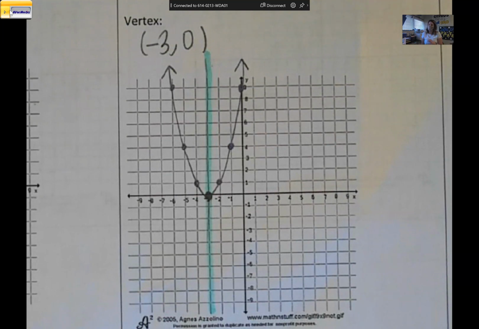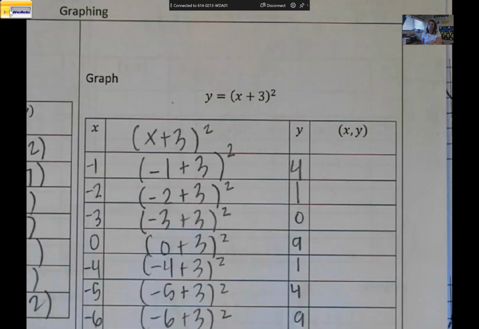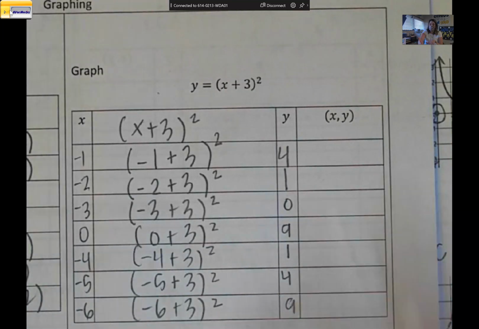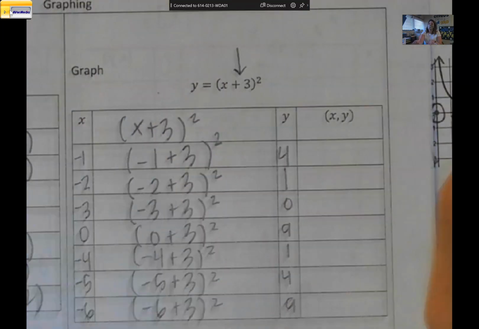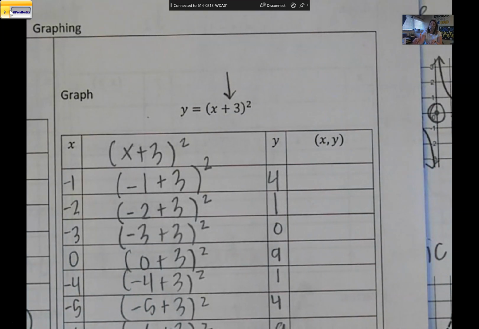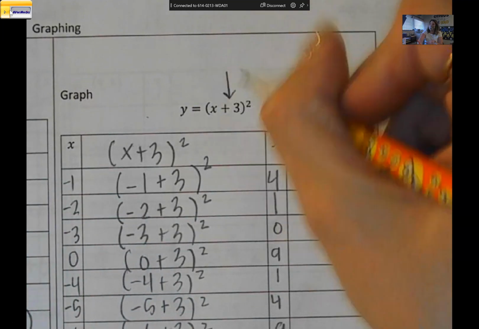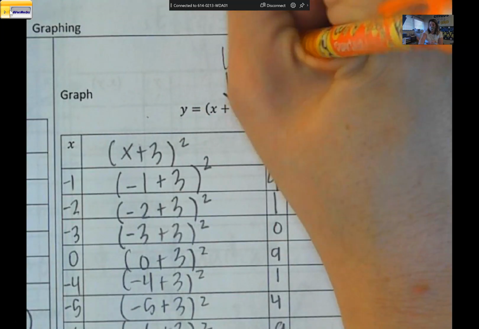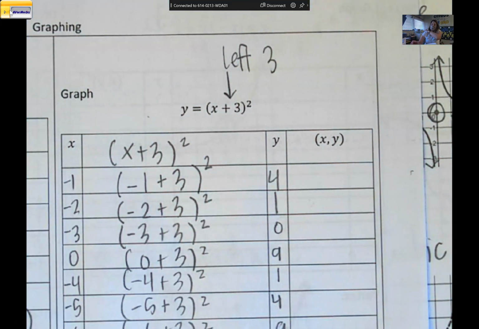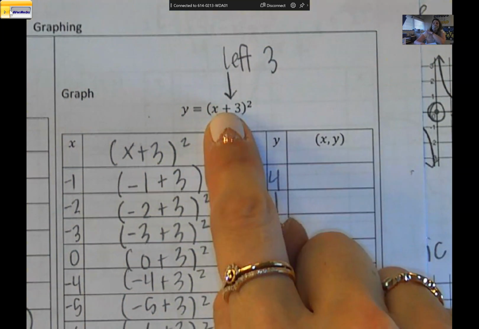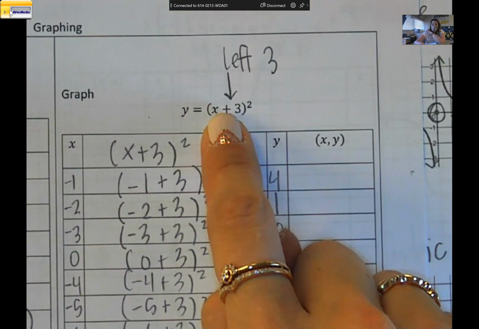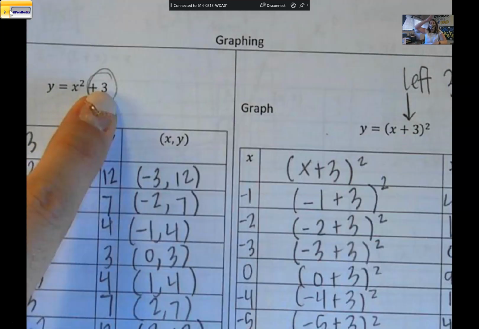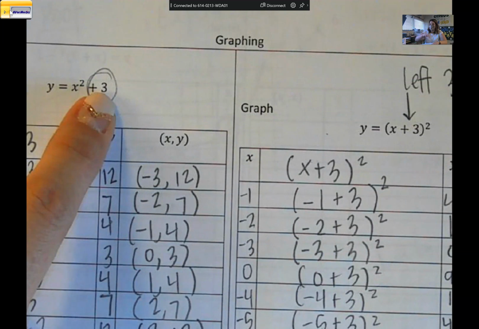Well, how did we get this one? If I go up and look at my function, notice that it's still a +3, but it's trapped inside with the x. Whenever it is trapped inside with the x, you do the opposite of what you see. So this actually ends up being left 3 instead of right 3, because when you trap it in there with the x, different things happen. If you add it to the entire function or subtract it, it moves the whole thing up or down.